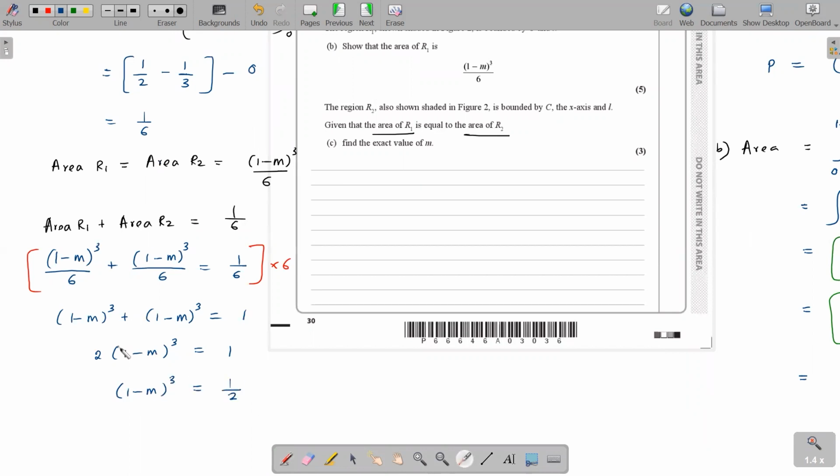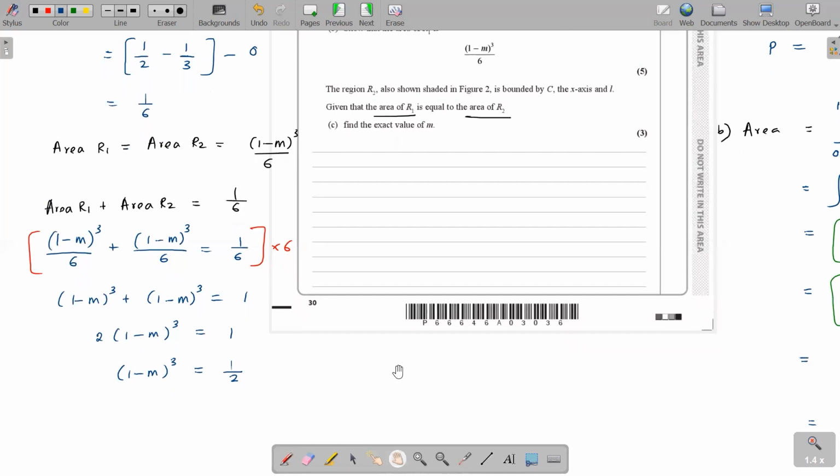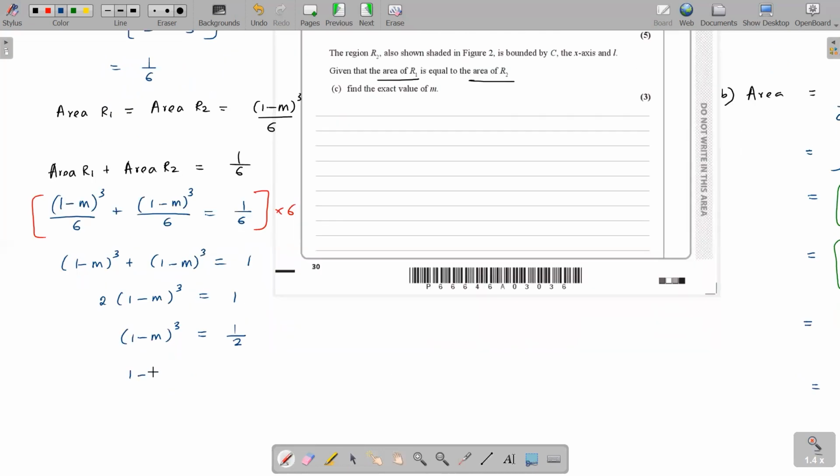Are you okay with that? I added these two like terms, so I got two of them. Then I took the 2 to the other side, because before you remove the cube you must remove the number outside the bracket. Now, remove the cube. How do you remove a cube? The power 3 is the cube, and it removes to the other side as a cube root. Power 1 over 3 is the cube root.